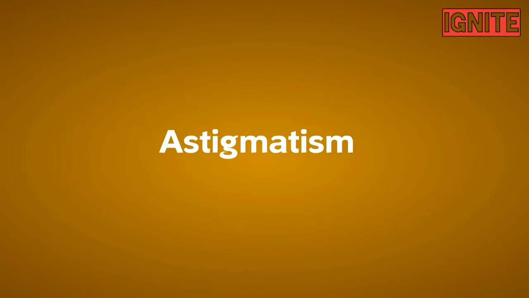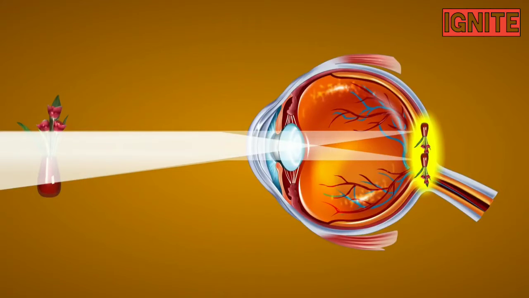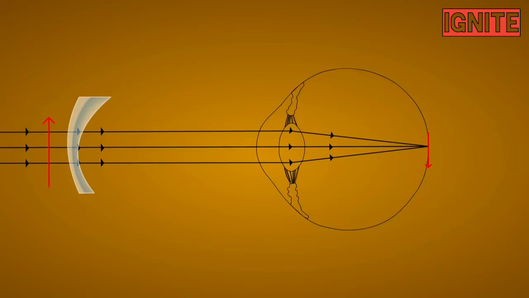Astigmatism is another common problem seen when the image may be clearly focused on the retina in the horizontal plane but not in the vertical plane. This defect may be due to an irregular curvature of the cornea or lens. This can be corrected using glasses with cylindrical lens.